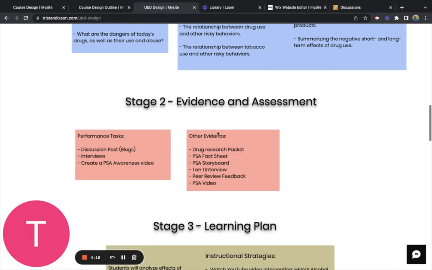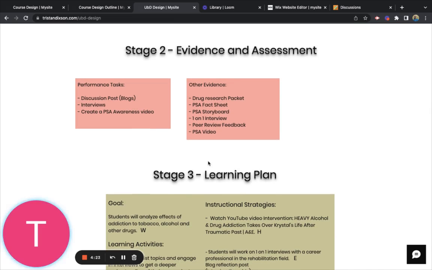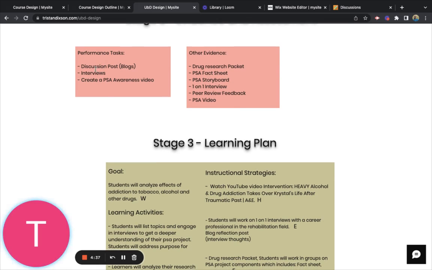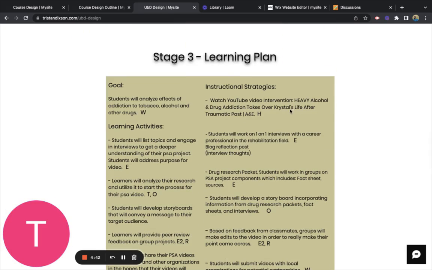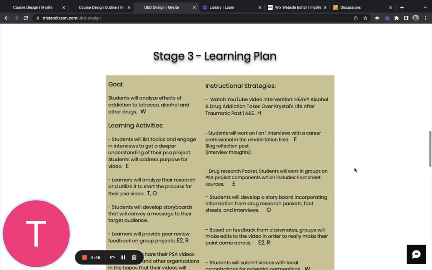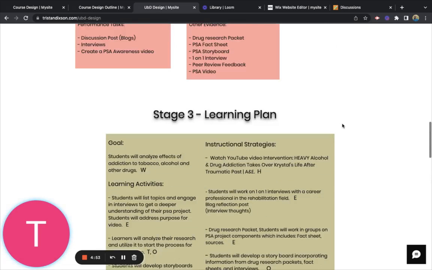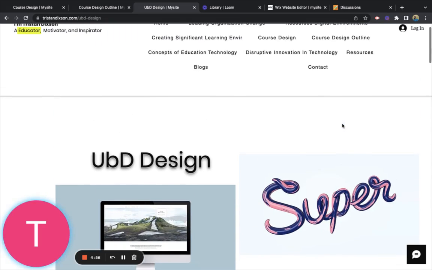So we have that. And then stage 2 will be your evidence, performance tasks, other evidence that I have here. Through the drug research packet, PSA fact sheet, the storyboard, the one-on-one interview, the peer review feedback process, and then the PSA video. Performance tasks will be the discussion posts, interviews, and then them actually creating that video. And then stage 3 is just the learning plan from my goal to the learning activities into the instructional strategies. And that's just my UBD design.